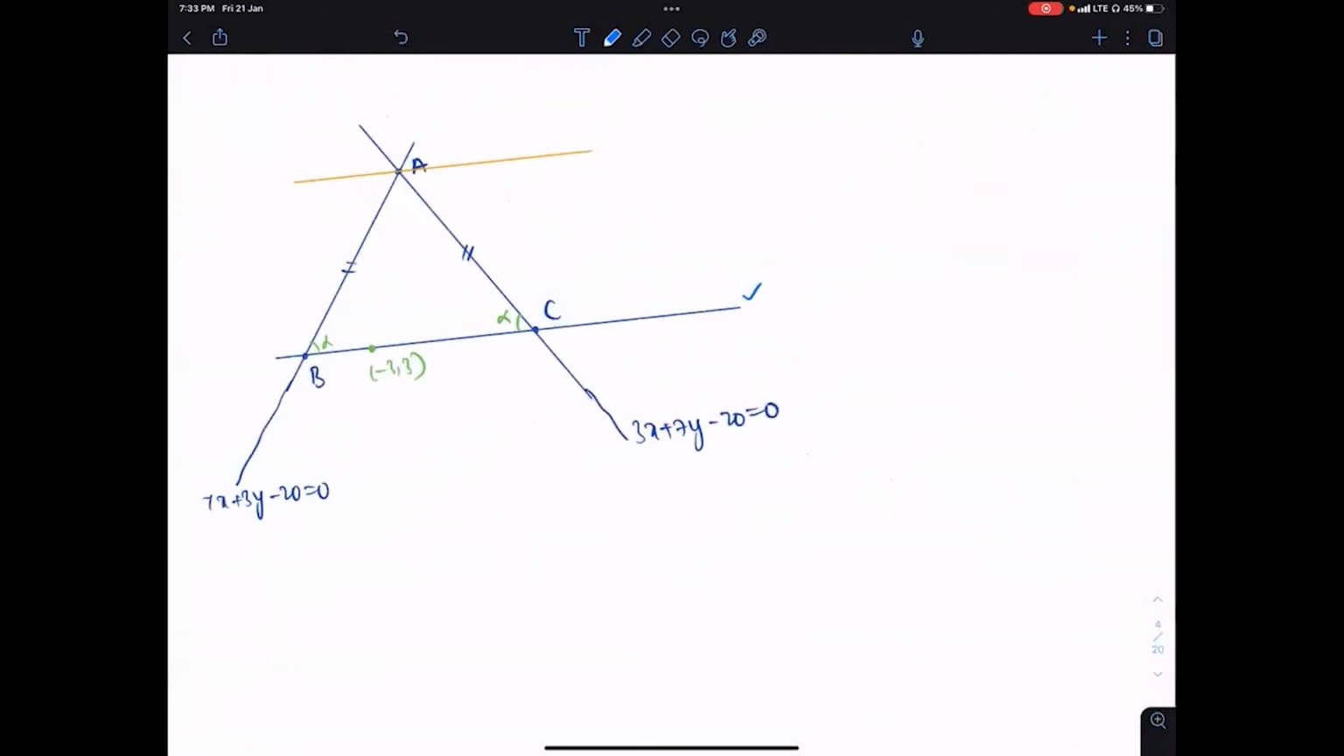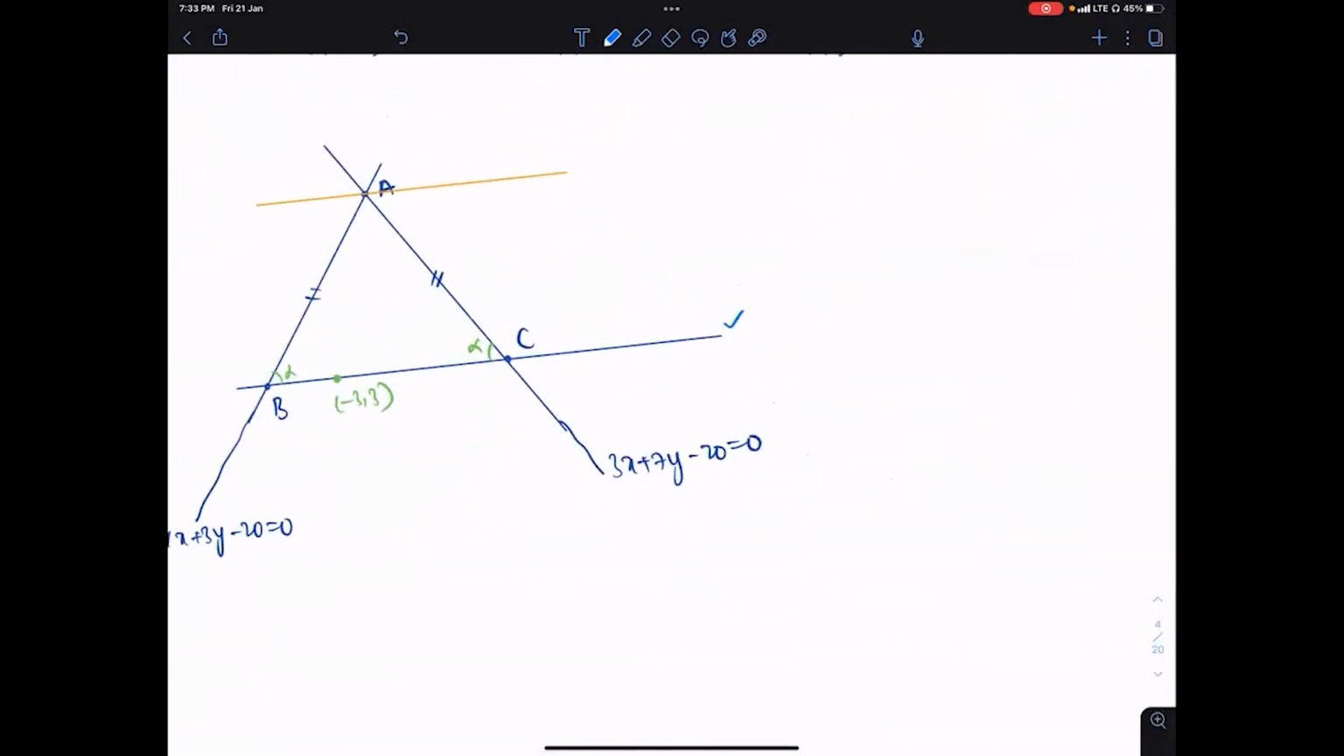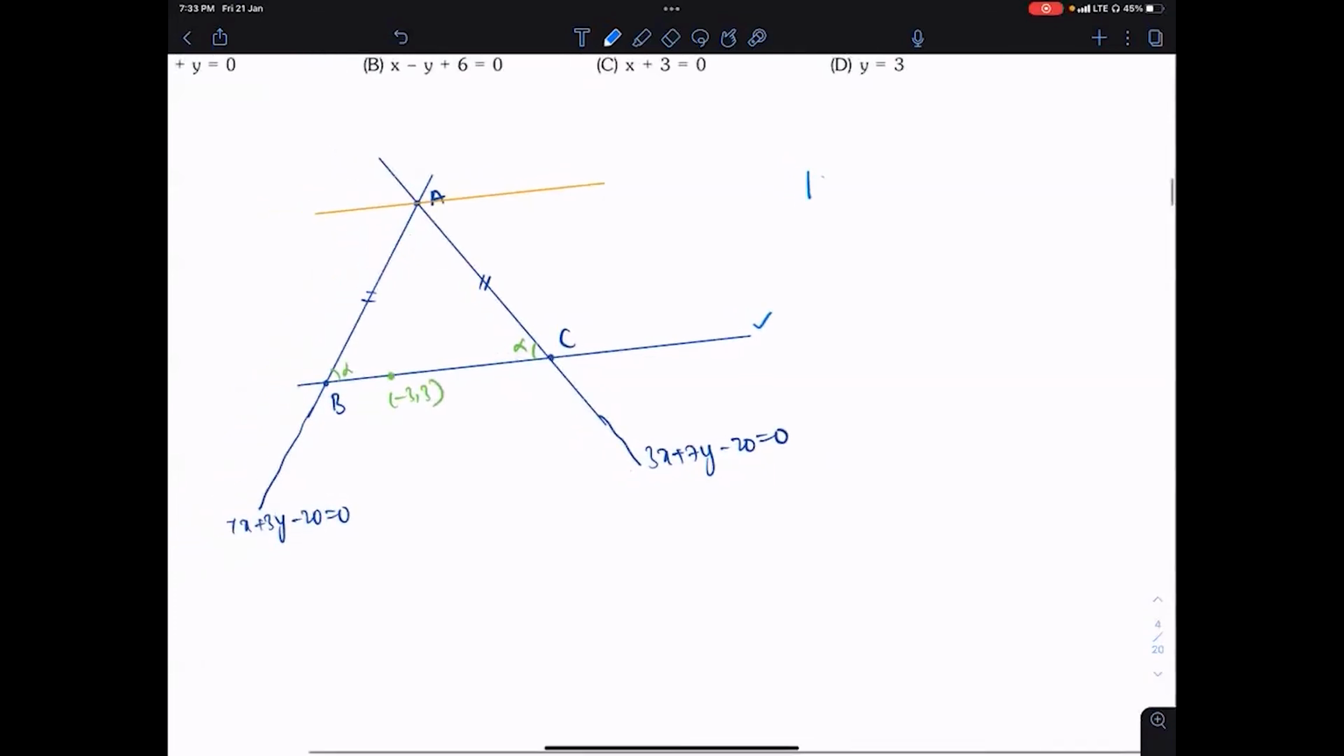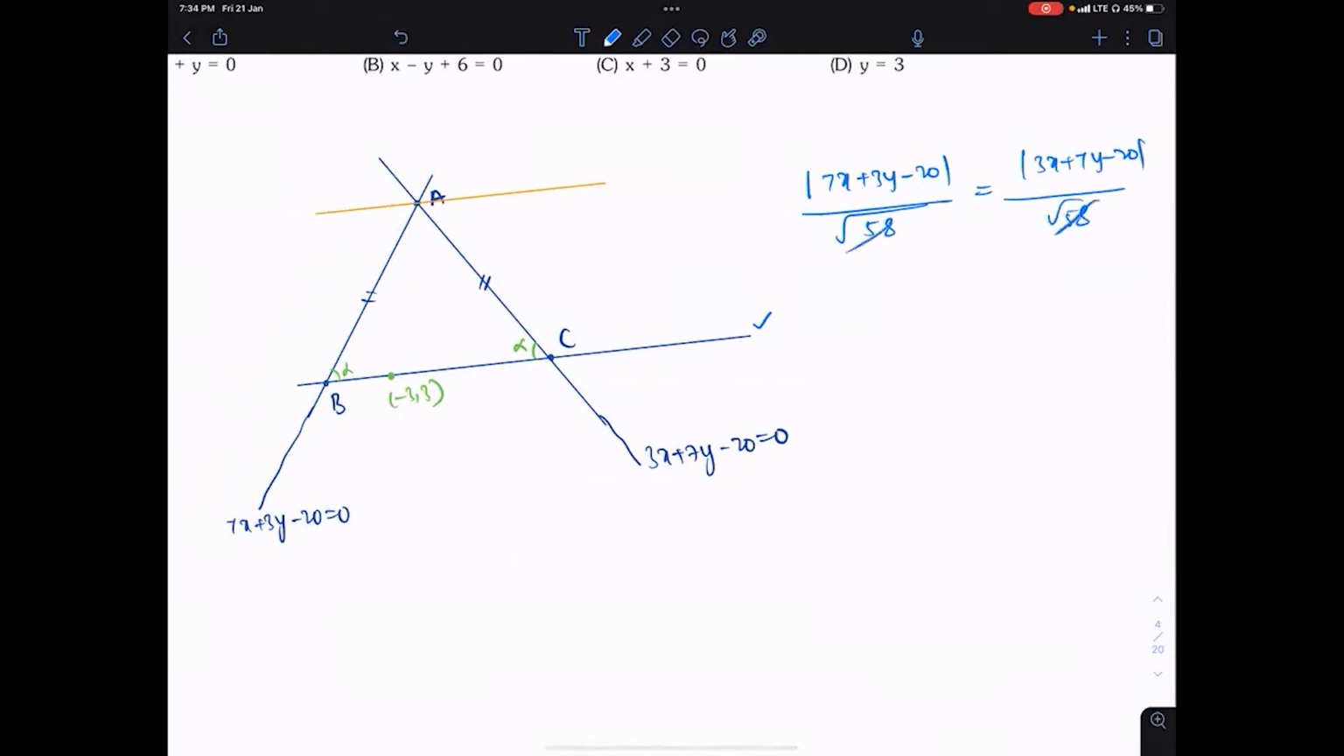So how do we find the angular bisectors of AB and AC? Simple. Modulus of the first one, 7x plus 3y minus 20, divided by root of 7 square plus 3 square, which is 49 plus 9, 58, equals the same for the other line, over root 58. Now just simplify.